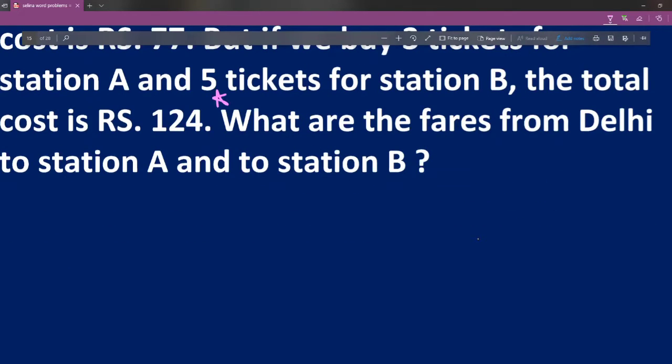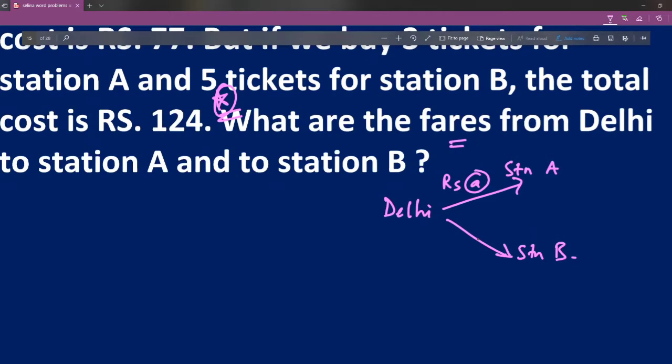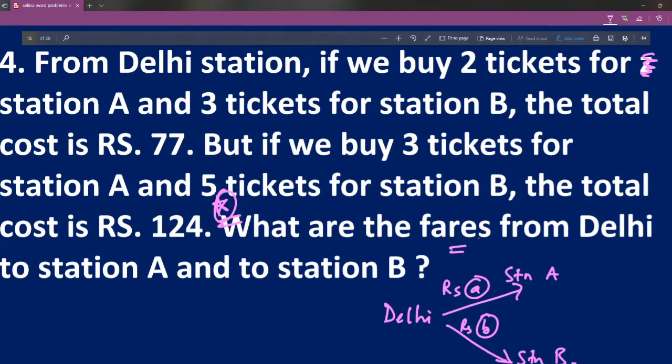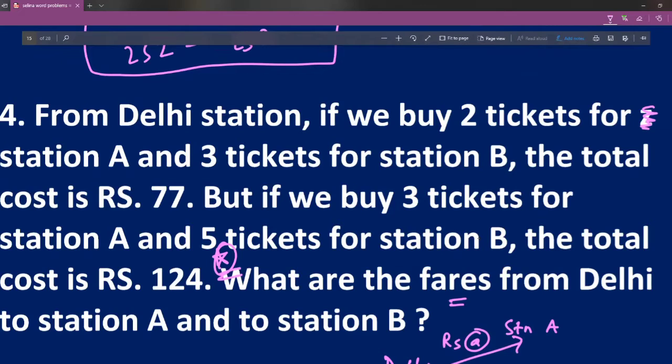Now again, look at the last statement. So assume that from Delhi to station A, the fare is rupees A, and from Delhi to station B, the fare is rupees B. Okay, let us make the equations. If we buy 2 tickets for station A, that means 2A, and 3 tickets for station B, that means 3B. This would be equal to 77.